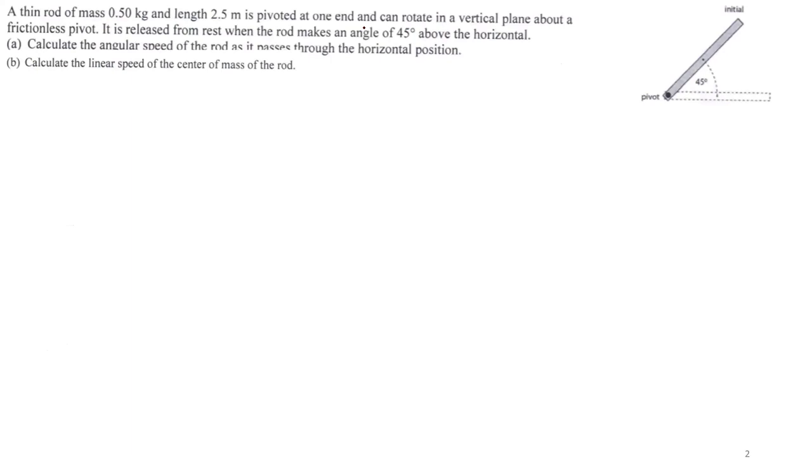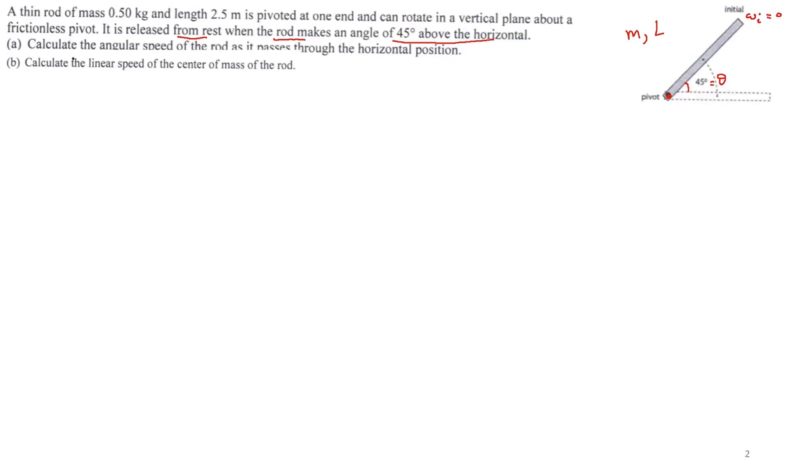It is pivoted at one end and can rotate in a vertical plane about that frictionless pivot point. So this is my rod. I know the mass of the rod is 1/2 kilogram. I know the length of the rod, 2.5 meters, and I put the pivot point at one end here. So it's pointing towards you, and this rod can rotate around this pivot point. The rod is released from rest when the rod makes an angle of 45 degrees above the horizontal. So here I gave you this angle theta, which is 45 degrees. And my omega initial is 0 because it's released from rest.